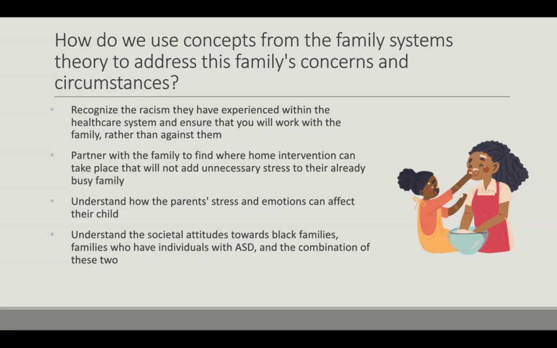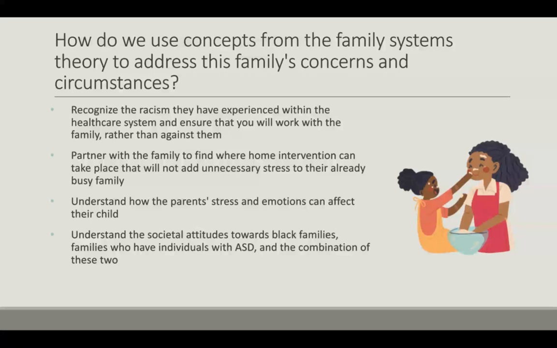Then we want to partner with the family to find where home intervention can take place that will not add any unnecessary stress to their already busy family. So it sounds like the aunt and grandmother are eager to be involved with children, so maybe they can also share in implementing any home practice. And it sounds like the time that the family gets to be together is dinner time. So maybe home practice can be incorporated into a mealtime routine, since dad can also participate in that one as well.